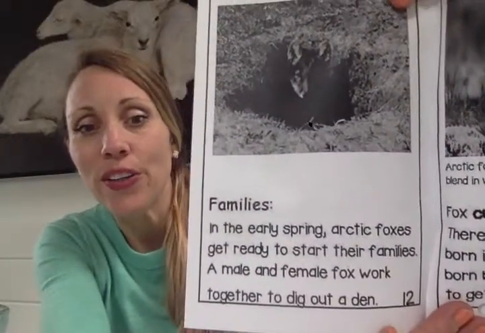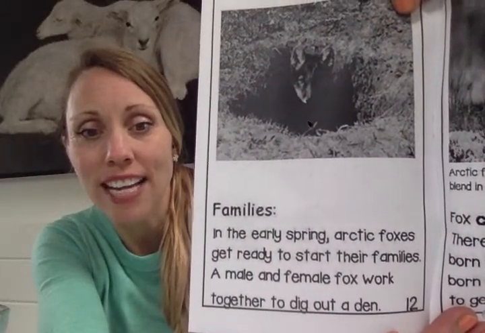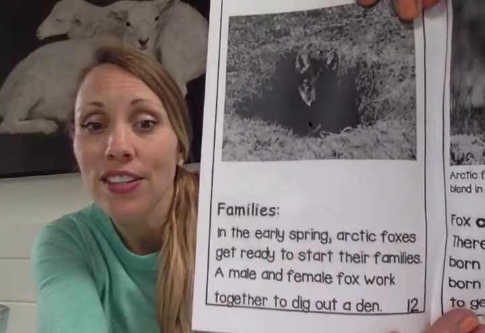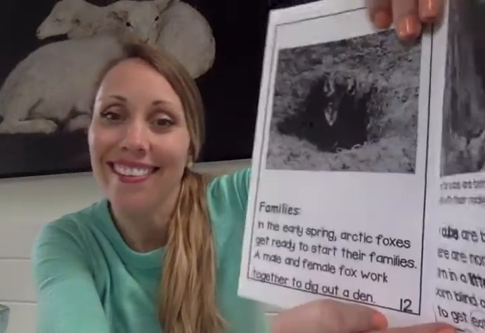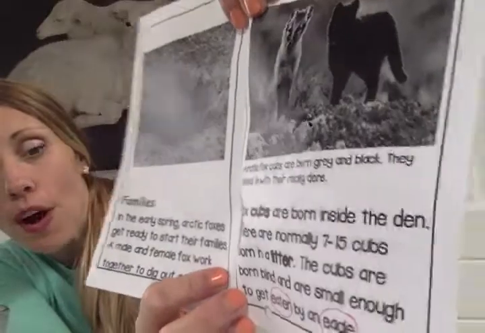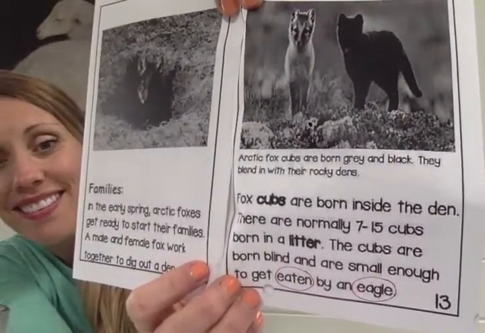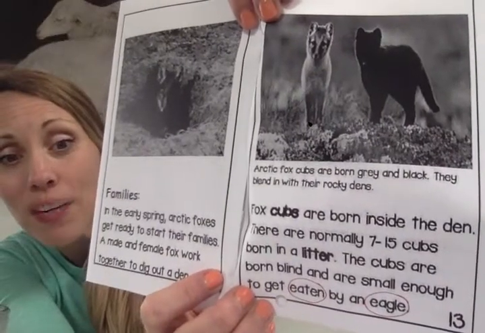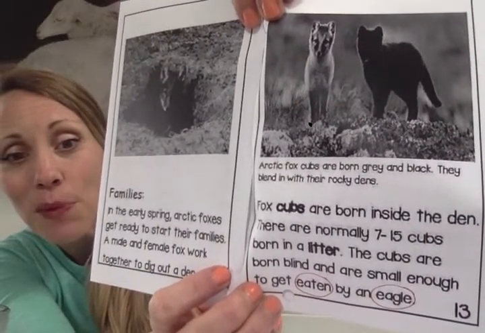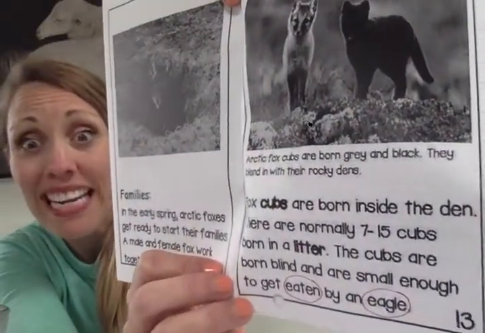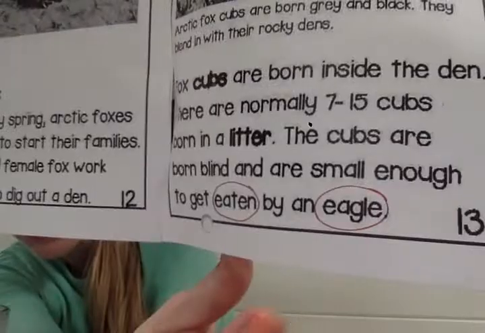Families. In the early spring, Arctic foxes get ready to start their families. A male and female fox work together to dig a den. Fox cubs are born inside the den. There are normally 7 to 15 cubs born in a litter. The cubs are born blind and are small enough to get eaten by an eagle. Eagle is a really cool EA vowel team word, guys.